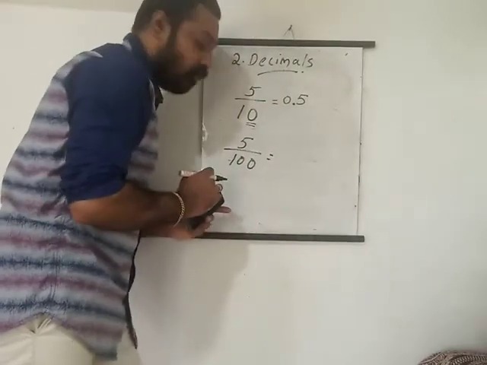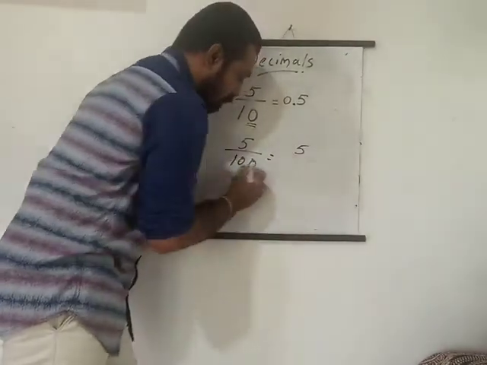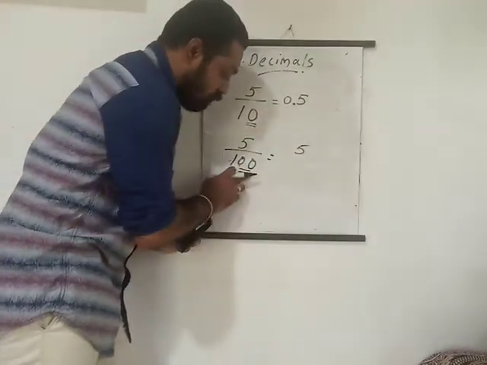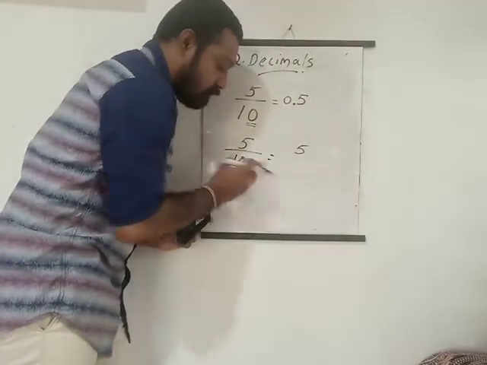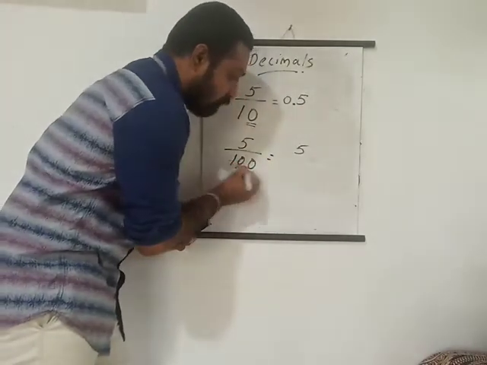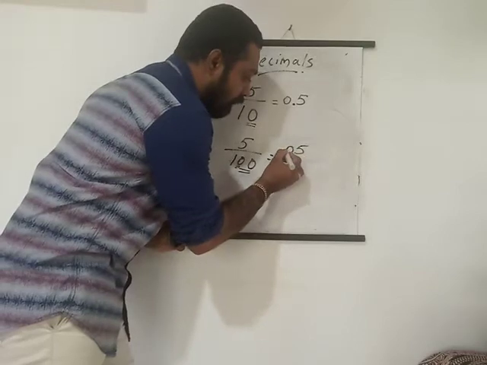5 by 100. How will we write it? Just write this number. How many zeros are here? 2 zeros. Of these 2 zeros, 1 zero is taken for the point. And how many zeros remain? 1 zero. So you have to put that 0 and put a point here.